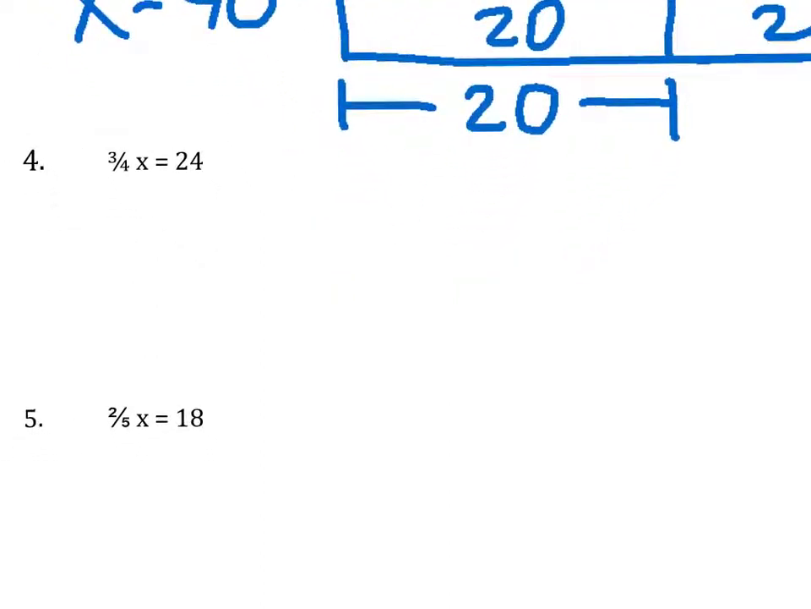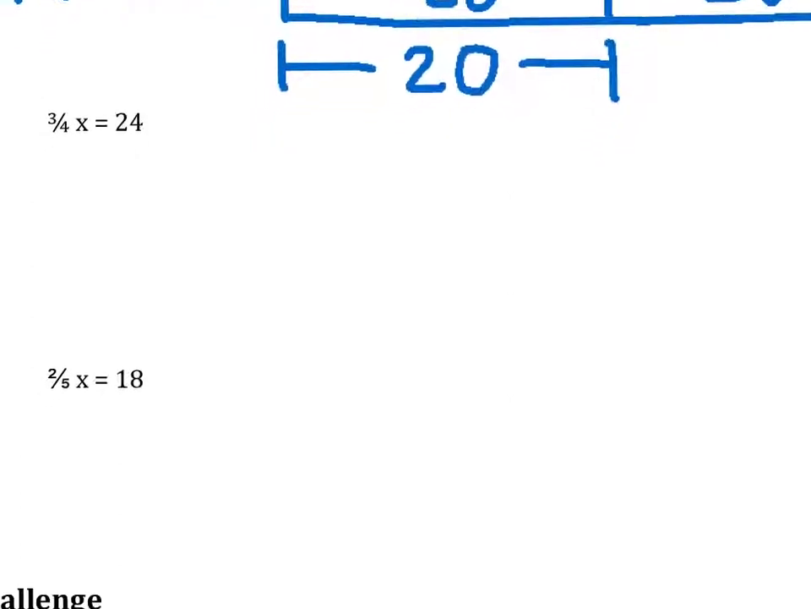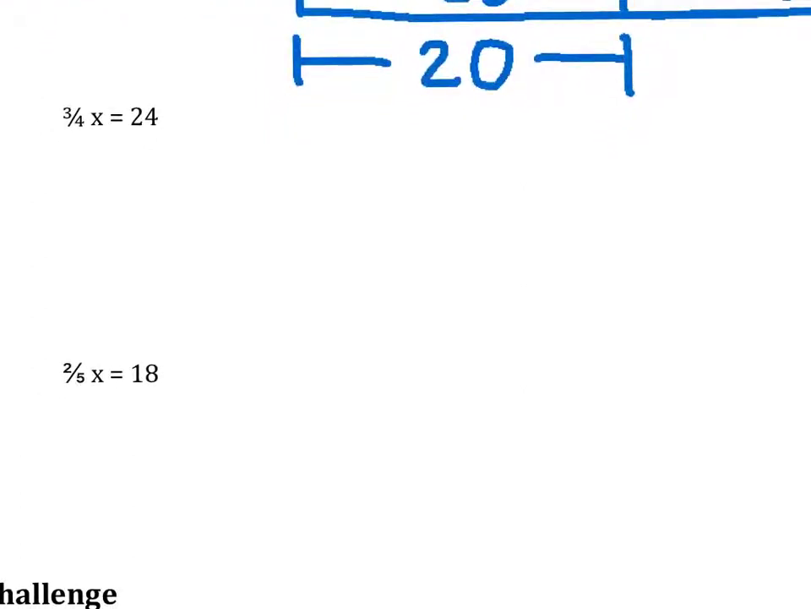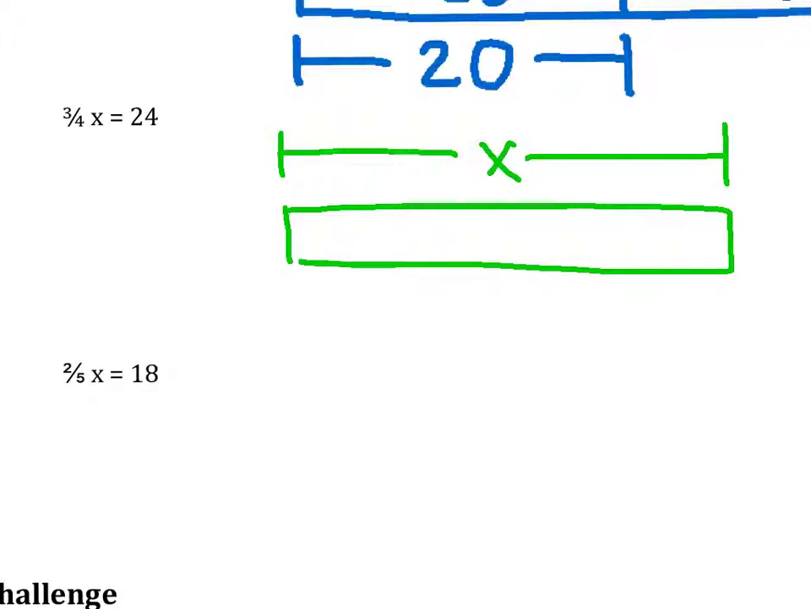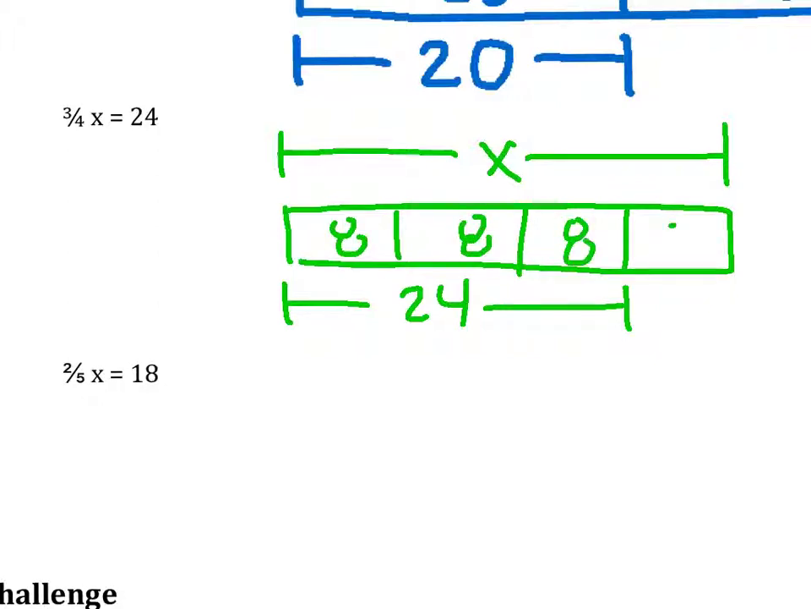Let's see here. Let's do another one. I'll do it in a different color. 3/4 of a number is 24. So let's see. 3/4 of a number. So we don't know the number, but we know that 3/4 of those are 24, right? So if 3 boxes makes 24, we can do 24 divided by 3, which will get us 8. So 8 is each box. And x, in this case, then would be 8 times 4, which is 32.